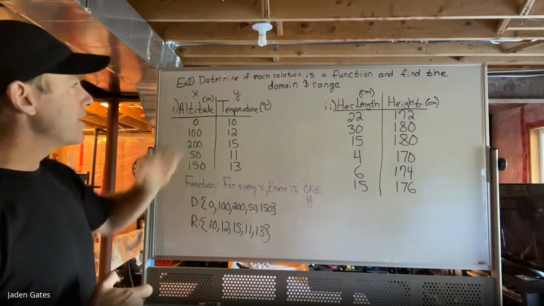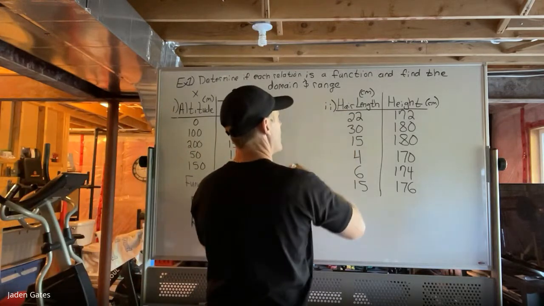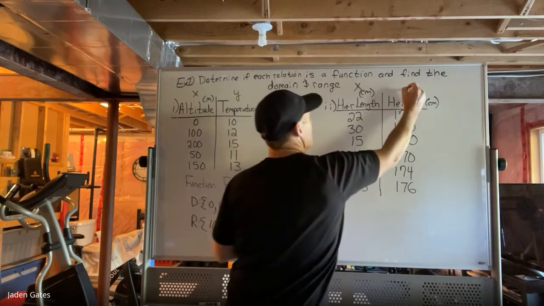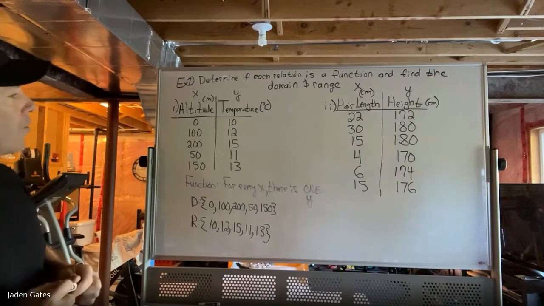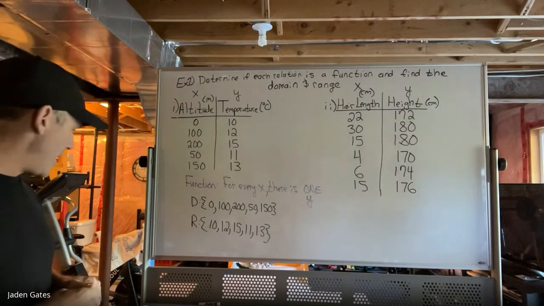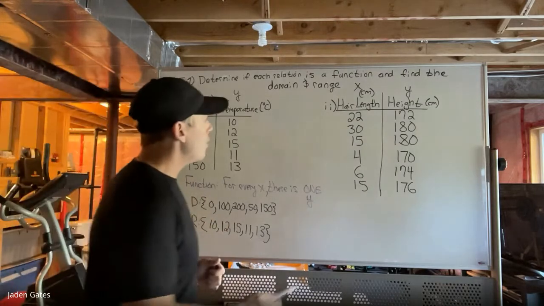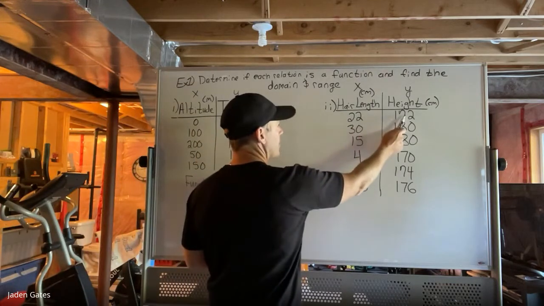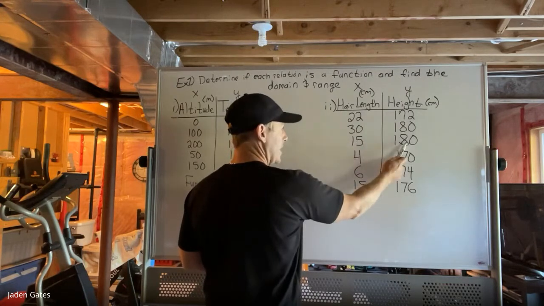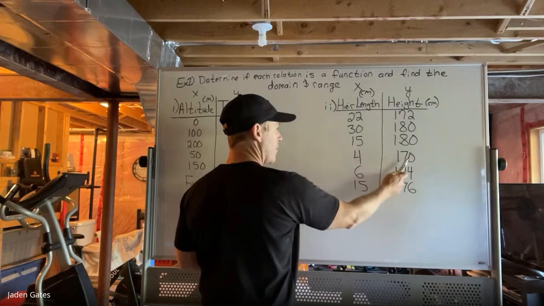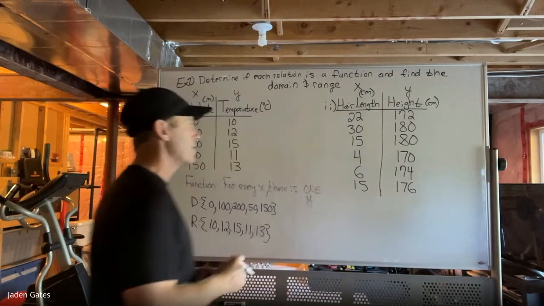All right, now we get to the next one, where we're measuring hair length, which is our X values here on the left, against height, which is our values on the right. All right, our Y values. And so now we're looking at, is this a function or a relation? All right, and so I have a hair length of 22, I get 172. I have a 30, I get 180. Hair length of 15, I have a height of 180. 4, I have a height of 176, 174, 15, 176.